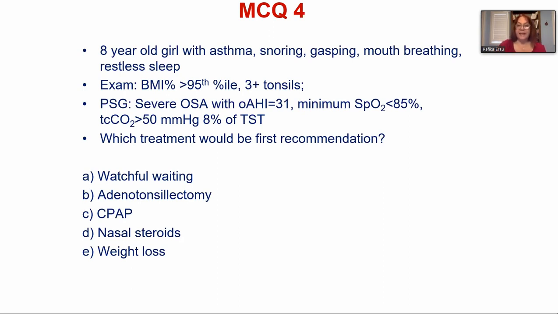Which brings us to a case, and this is an 8-year-old girl with asthma, snoring, gasping, mouth breathing, and restless sleep. Her BMI is quite high and she has tonsillar hypertrophy. And her polysomnography shows severe OSA with an obstructive apnea-hypopnea index of 31, with a minimum saturation of less than 85, and the percent time spent with carbon dioxide greater than 50 millimeters of mercury is 8%, so not quite hypoventilation, but maybe quite high. So what would be your first recommendation for treatment?